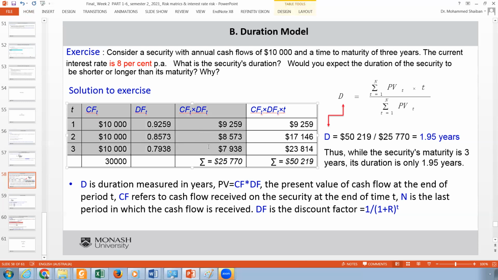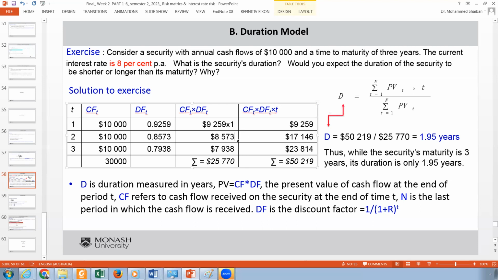Now, we want to do one more step, which is we want to weight the time, which means we have to multiply this by T. See? The cash flow, which is the present value, times T. So this, we multiply by 1, and we get this amount.